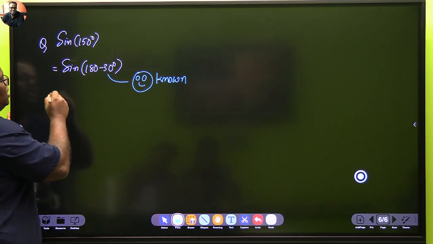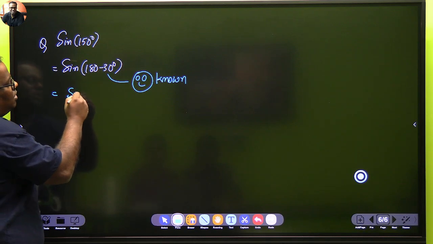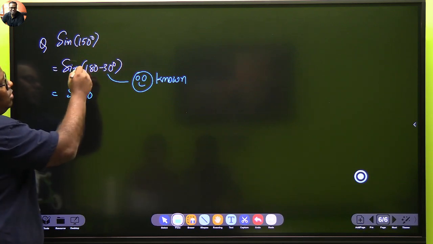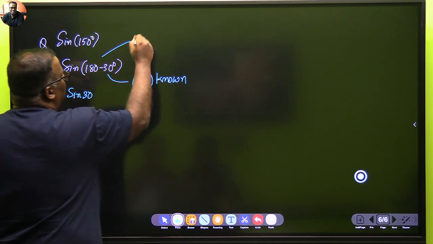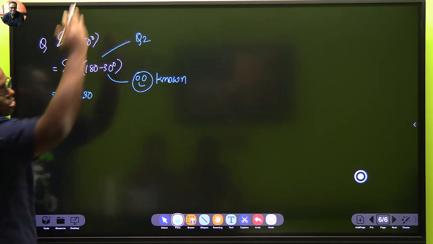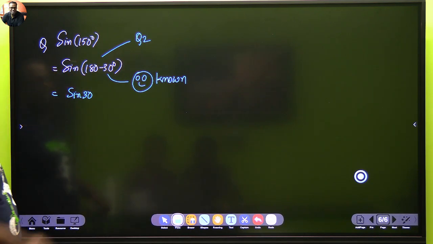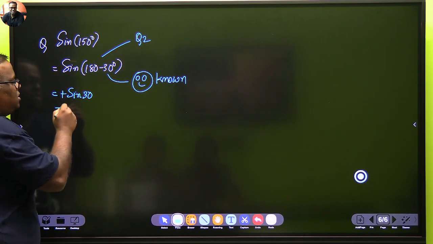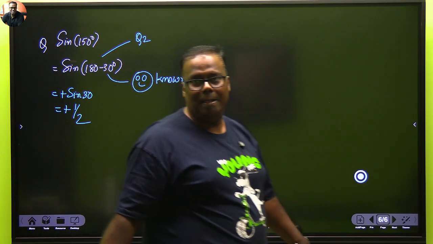चलो हम इसे ट्रांसफॉर्म करो. On 180 line, function remains the same, value becomes 30. Sine 180 means which quadrant you are? You will be going in quadrant Q2. 180 minus, you are going in Q2. In Q2, sine is positive, parent function is positive. So this function is also positive. This means this is equal to value of sine 30, which is half. Problem solved.